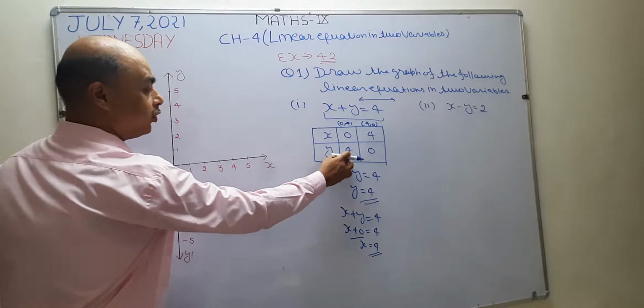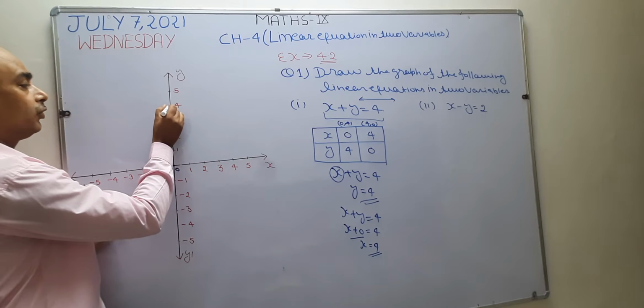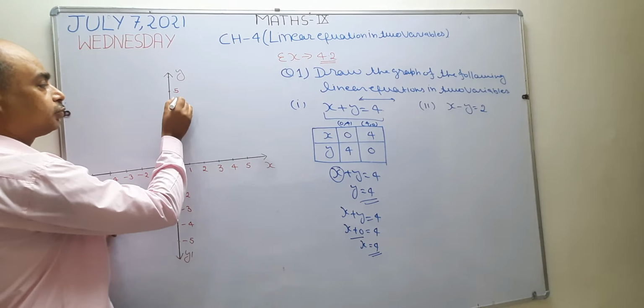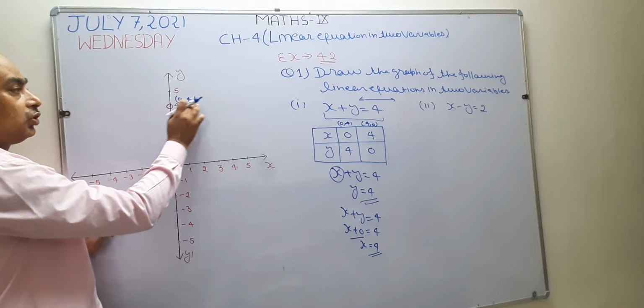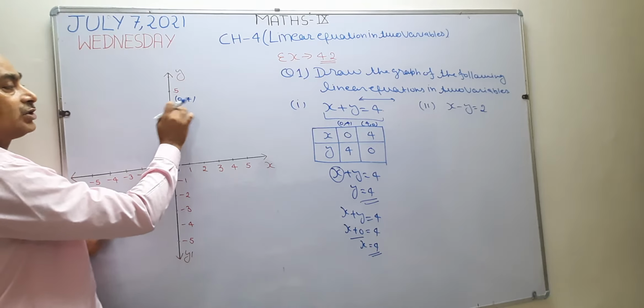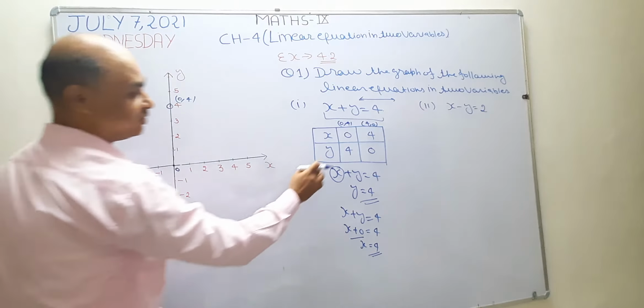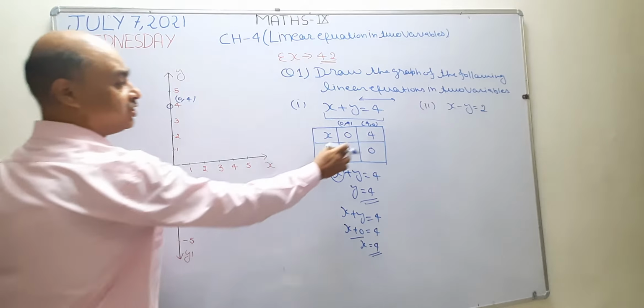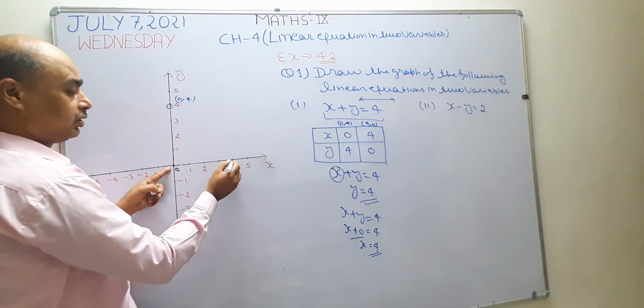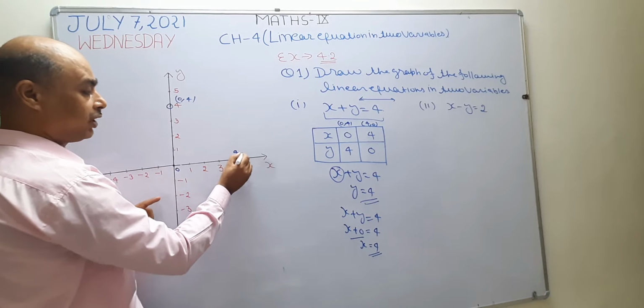After that y is 4. Where is y 4? This is y 4. So the coordinates of this point become 0 and 4. At this point, the value of x is 0 and y is 4. So this is the first point of the given equation. Now next, y is 0. Where is y 0? At this point y is 0, and the value of x is 4. Where is x 4? Here. So this point becomes 4 and 0.